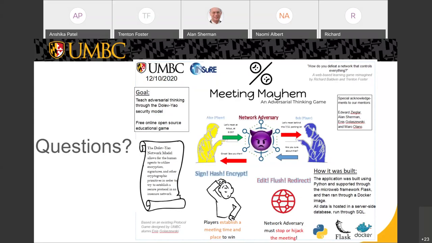Yeah, the Dolev-Yao security model assumes that your encryption is perfect. So there's no reason to worry about what your encryption is. Naomi asks if we use WebSockets. We're using Flask as the web engine. I haven't actually done anything with sockets within Python, which is the language we're coding in. Flask is handling all of that for me, as well as interfacing with SQL, using SQLAlchemy, etc.